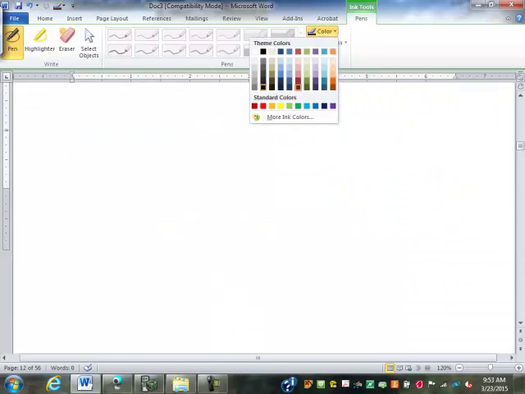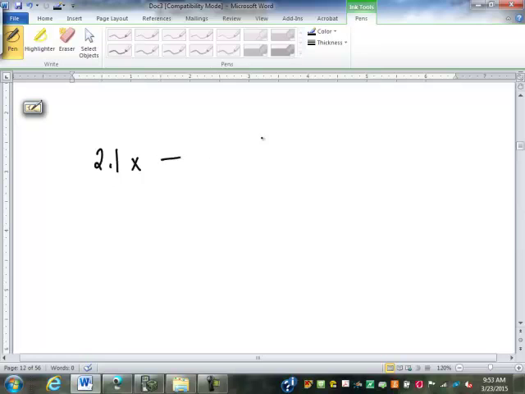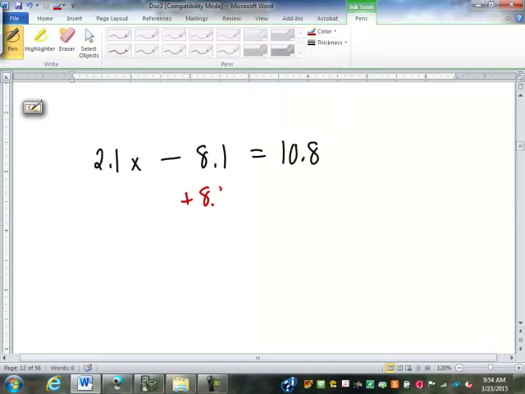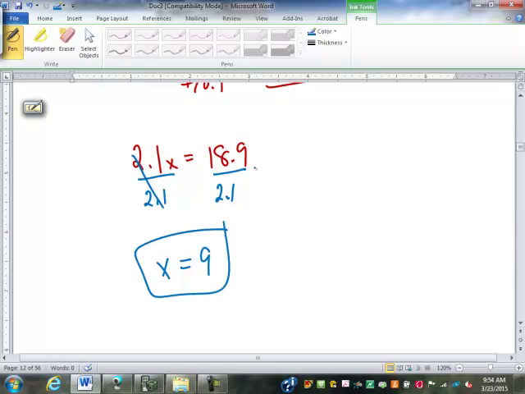Other things we're going to use with our decimals. Well, we might have some nice little equation like this. Oh, what do I put in here? What do we do with something like this? Add 8.1. Perfect. So we got 2.1x equals 18.9. And then we're going to divide by 2.1. Okay, so x equals 9. Good.